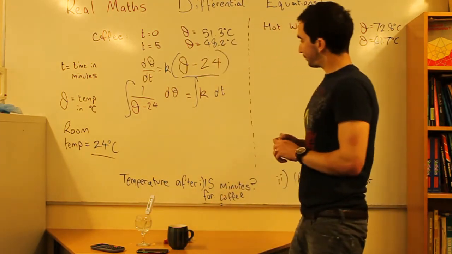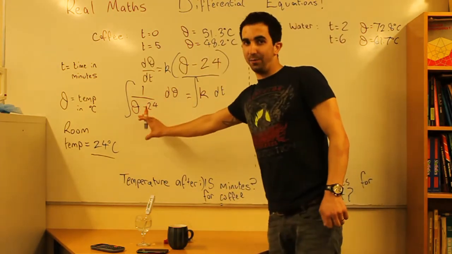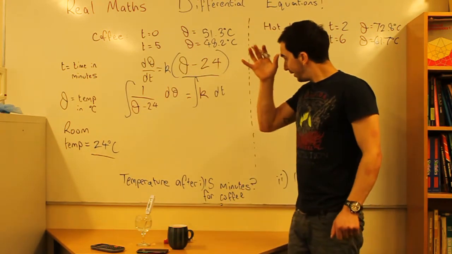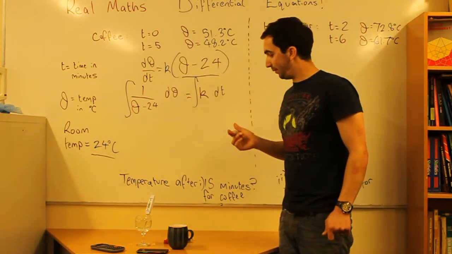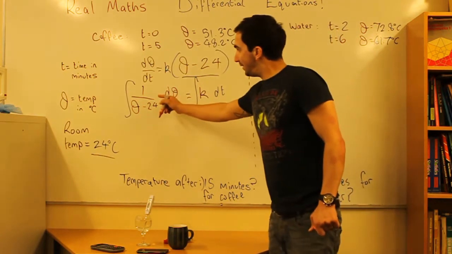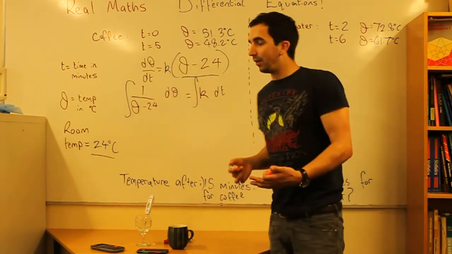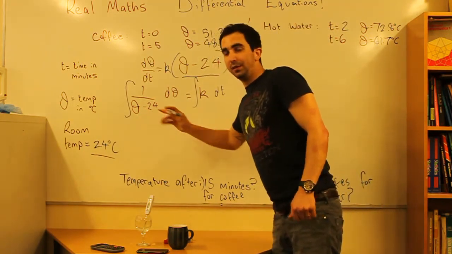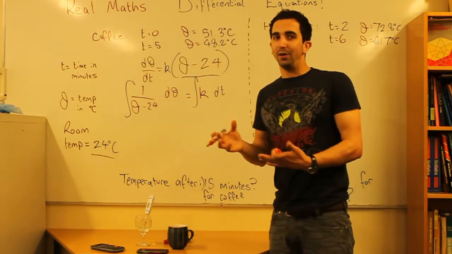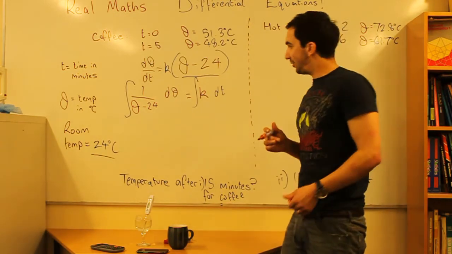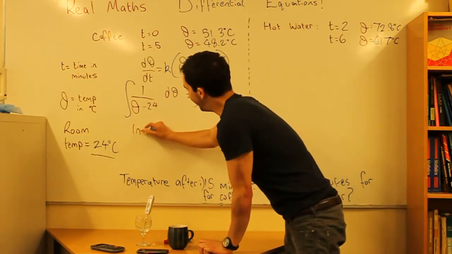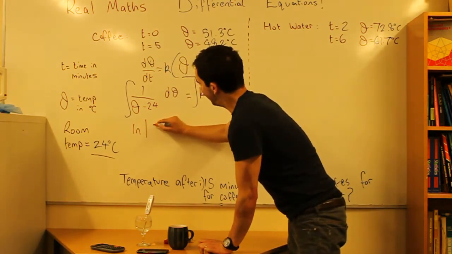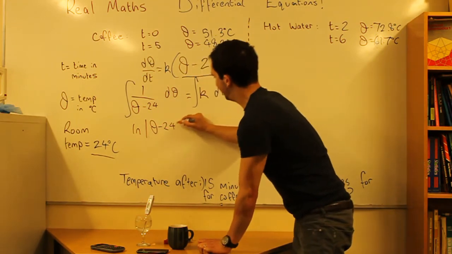Right, so this is the separation of variables method for Core 4 or any other calculus that you're doing, any other maths. It's a very important skill. When we integrate 1 over x, we get ln x. Okay? Now the chain rule, we're undoing the chain rule. You can call it integration by recognition, whatever you want to call it. Either way, we're going to get ln the modulus of theta minus 24.